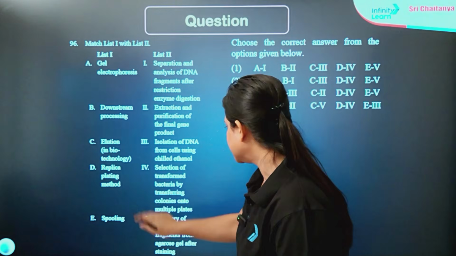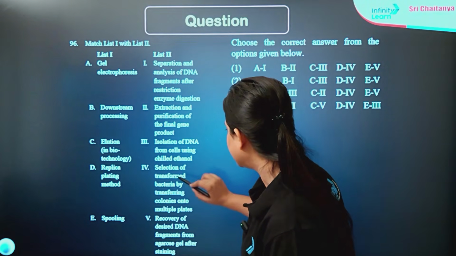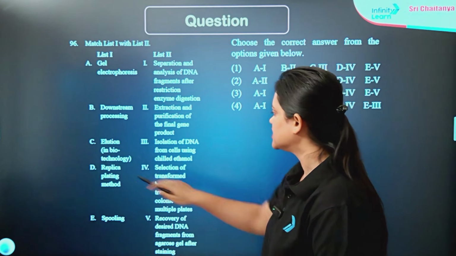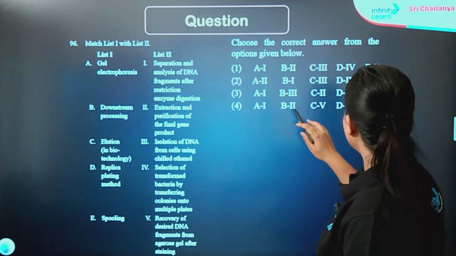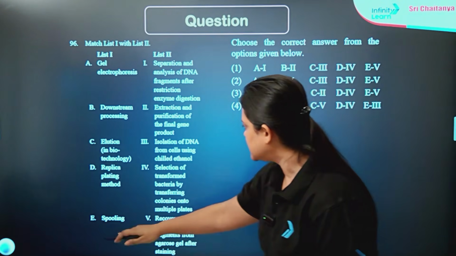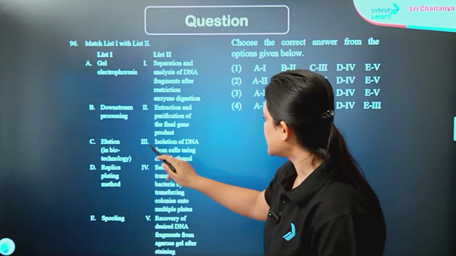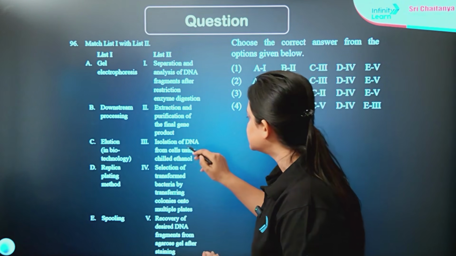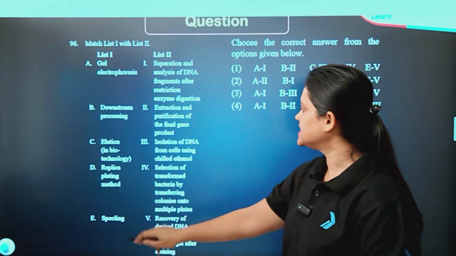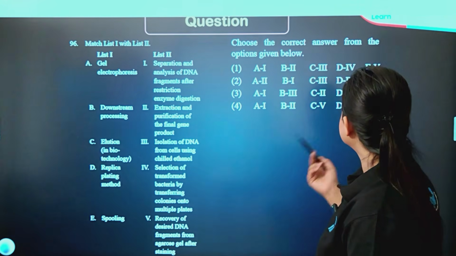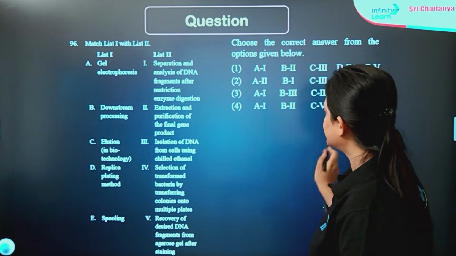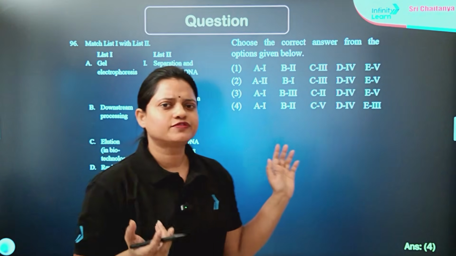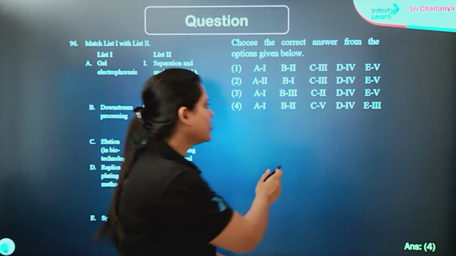Replica plating method. So this is selection of transformed bacteria by transferring colonies onto multiple plates. So D is matched with 4, right? And E is spooling, which is isolation of DNA from cells using chilled ethanol. So E is matched with 3. So we got our answer, it should be 4, right? Easy. Just a bit time consuming and that's it. Let's move on to our next question.